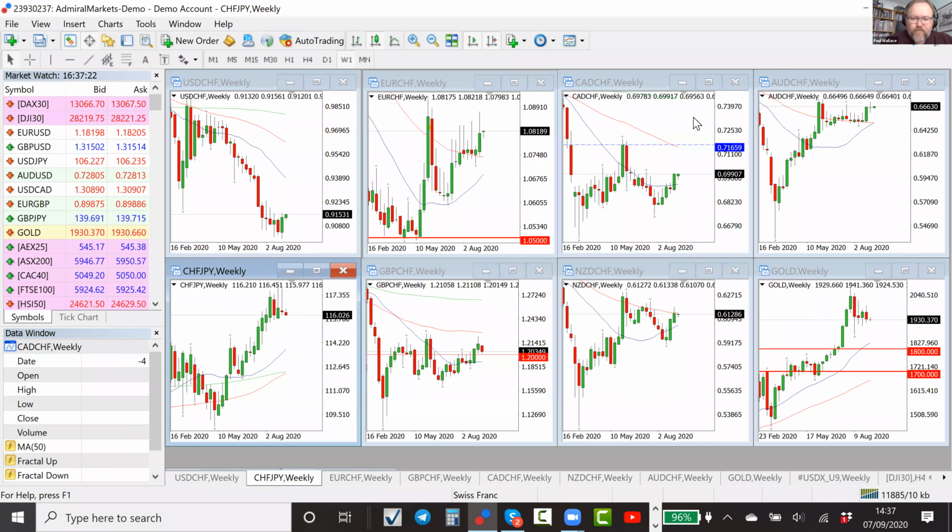Okay, so here we go. This is the Admiral Markets MetaTrader 4 platform. What I've got on here is a Swiss franc profile, so we can see it against the majority of the other majors.